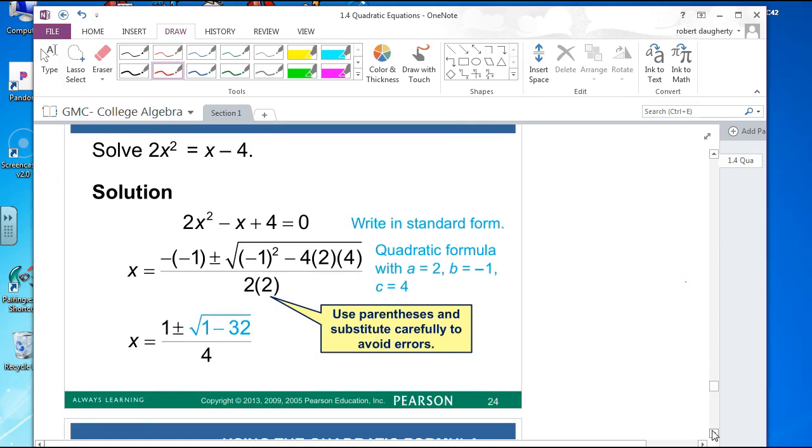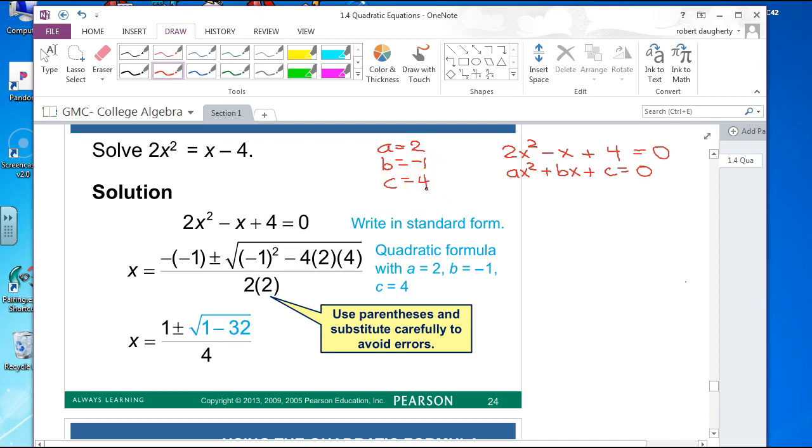First step, get it in standard form. So 2x squared minus x plus 4 equals 0. Remember standard form, ax squared plus bx plus c equals 0. In this problem, a is equal to 2, b is equal to negative 1, c is equal to 4.